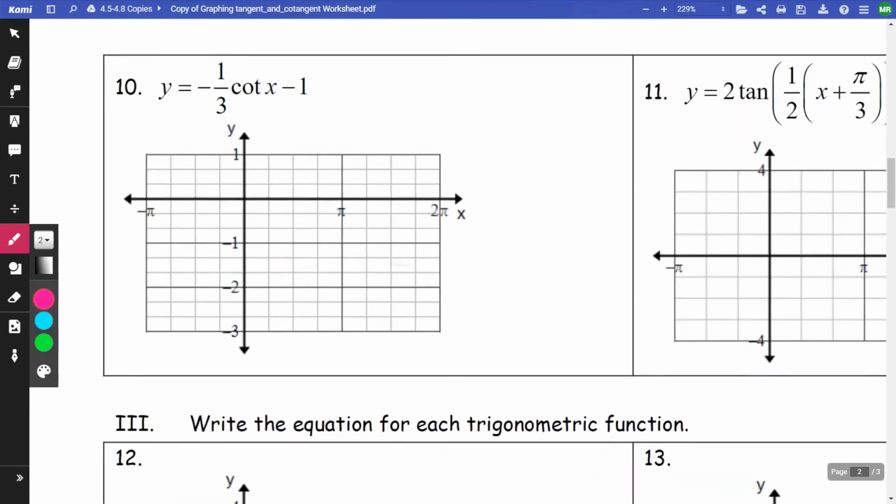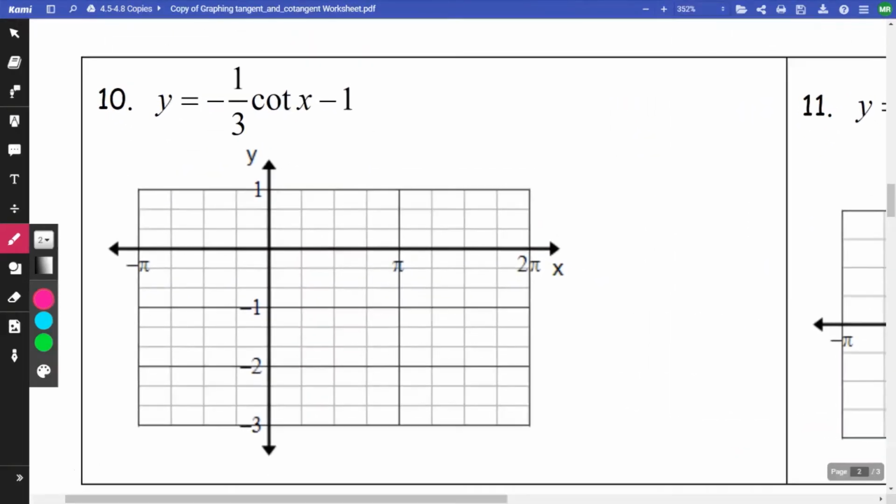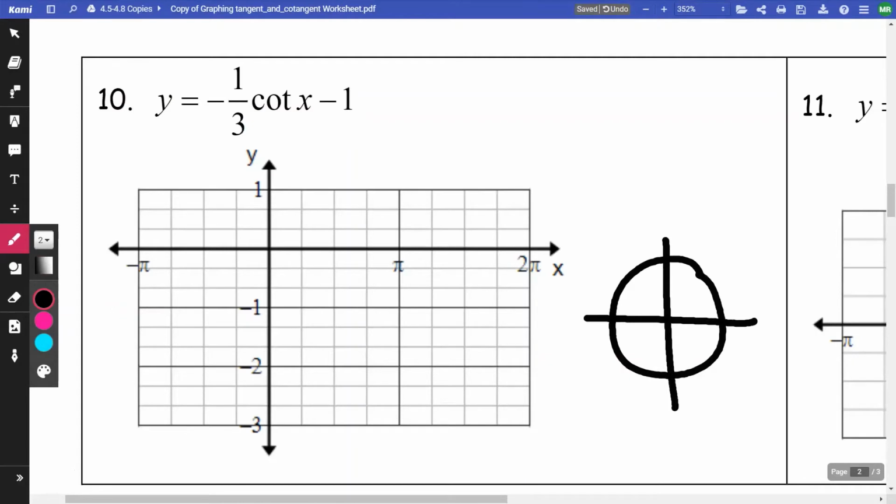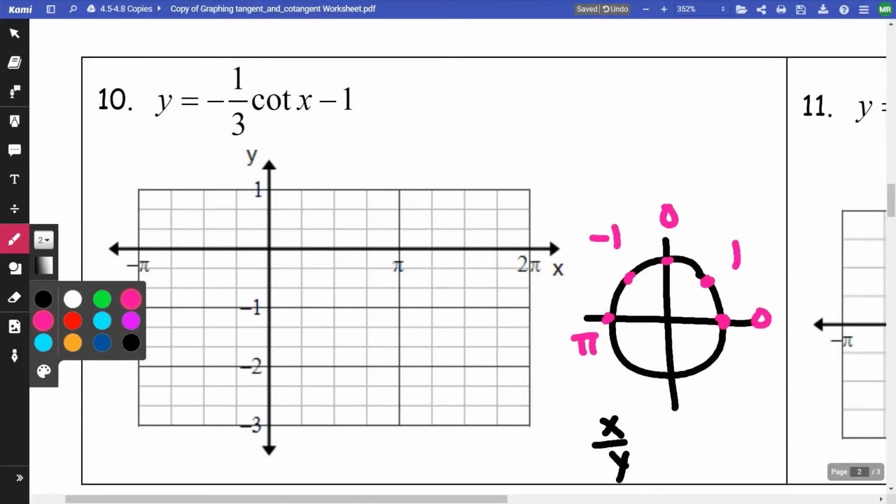Now for the next one, this is, again, a cotangent. So again, we're thinking x over y. So I'm going to have asymptotes here and here, and then this is 1, this is 0, this is -1. So in this case, we're not shifting it at all. So my asymptotes are going to stay at 0 and at pi.